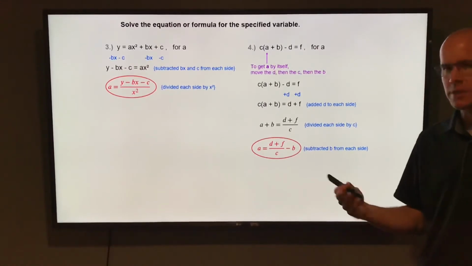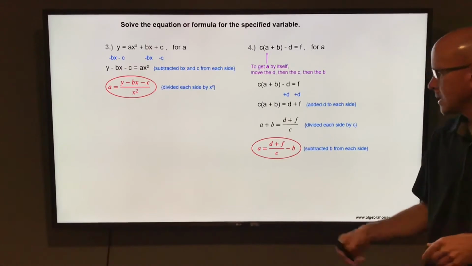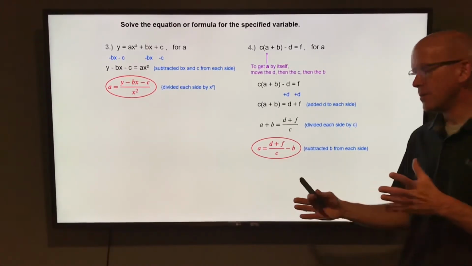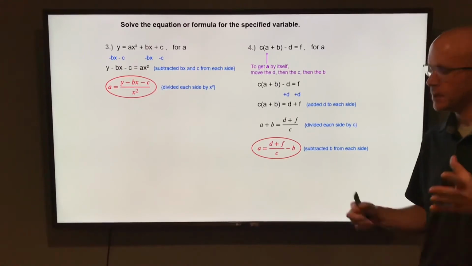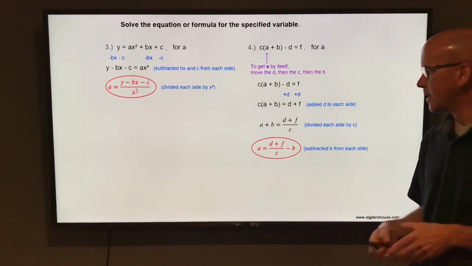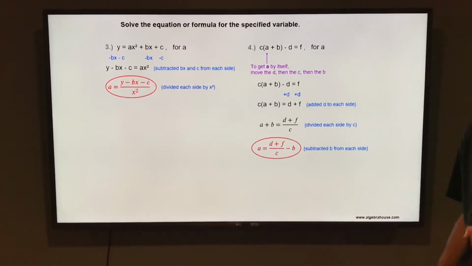Now some teachers or textbooks may want you to put all of that together on the right-hand side by getting a common denominator. The common denominator would be c, and then you could combine those into one term. It's really up to the teacher or textbook, whatever you're dealing with, how they want it done. But in this case, a equals d plus f over c minus b.